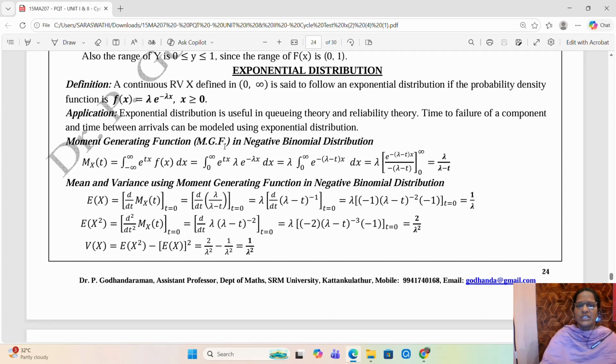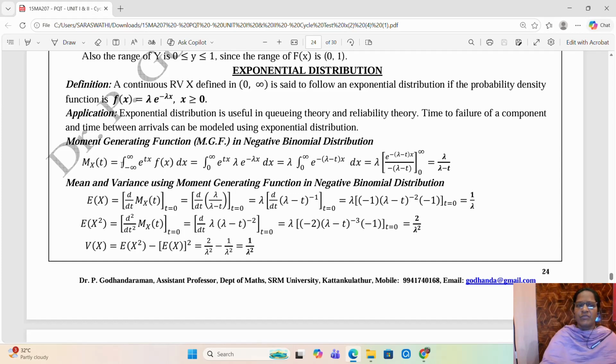Next is the moment generating function. For a continuous random variable, the moment generating function formula is M_X of t equal to the integral from minus infinity to infinity of e to the power tx into f of x dx. That is 0 to infinity of e to the power tx, why 0 to infinity? Because the PDF of the exponential distribution is lambda e to the power minus lambda x for x greater than or equal to 0.